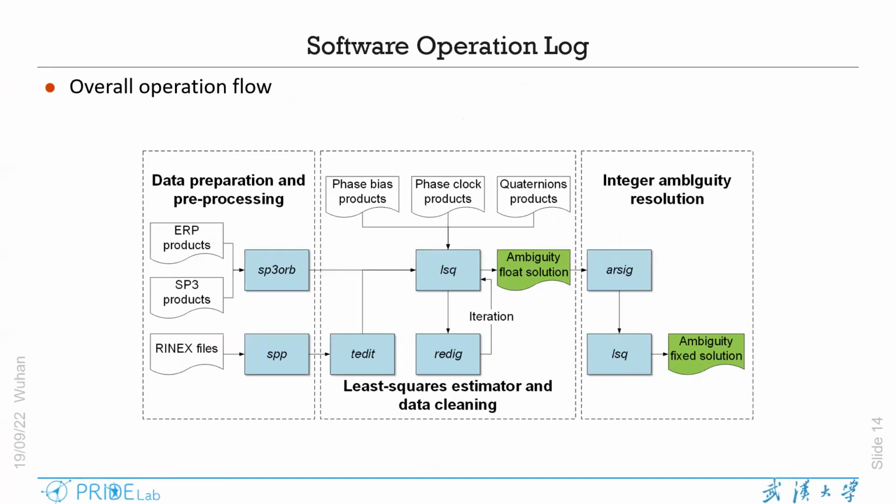Corresponding to the screen output information, the overall flow of the software can be divided into 3 parts: data preparation and processing, least square estimation and data clean, and the third part is integer ambiguity resolution.